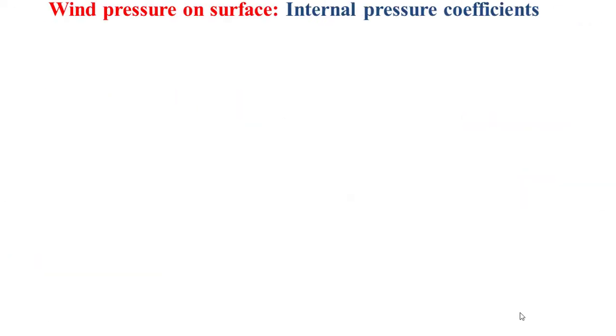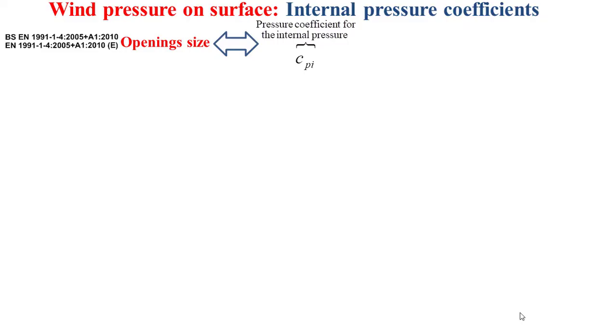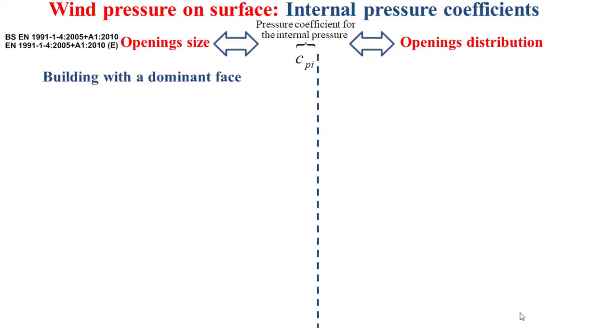Now I will explain how to determine the internal pressure coefficients denoted by CPI. This CPI is dependent on the opening size and also the opening's distribution. And when determining the CPI, we have two cases. The first one is when the building is with a dominant phase, and the second one is when the building is without a dominant phase. It's to note here that the phase is considered dominant if the area of the openings in that phase is at least 2 times the area of the openings and the leakages in the remaining phases.